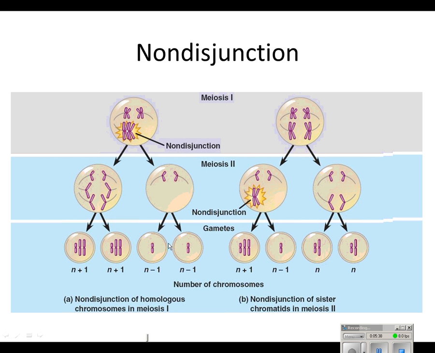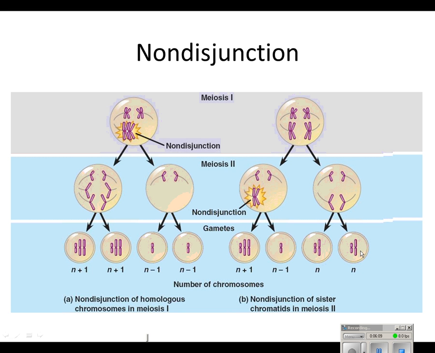If it were to happen later in the stage, if it happens in meiosis 2 instead of meiosis 1, we can end up with, instead of having two cells from the one cell that are n plus 1, we have one cell which is n plus 1, and one cell which is n minus 1. So n again would be the haploid number plus an extra chromosome. This one would be minus a chromosome, so it's short one. And then over here, you end up with still two normal cells.